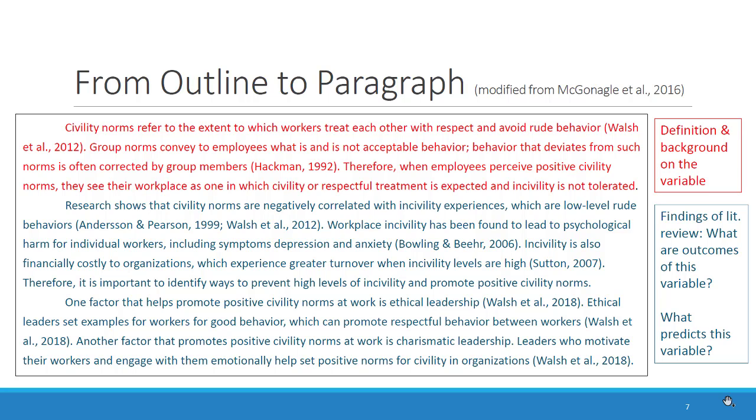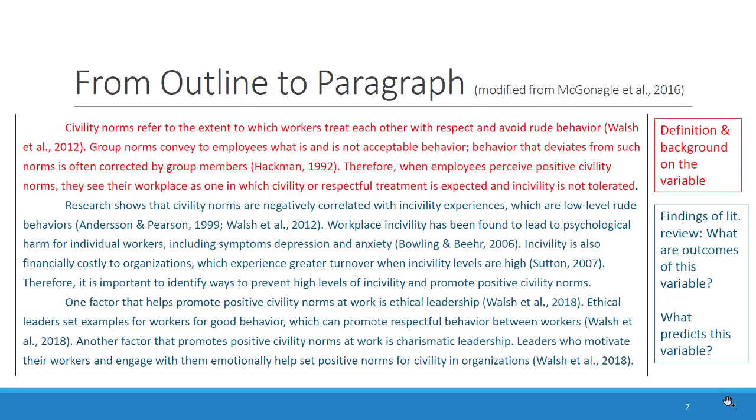The next part in dark blue font is providing the findings of my literature review. The first part I focus on is outcomes of the variable, which is civility norms. So I turned those bullets on the previous slide into text by saying, research shows that civility norms are negatively correlated with incivility experiences, which are low-level rude behaviors. Workplace incivility has been found to lead to psychological harm for individual workers, including symptoms of depression and anxiety. Incivility is also financially costly to organizations, which experience greater turnover when incivility levels are high.